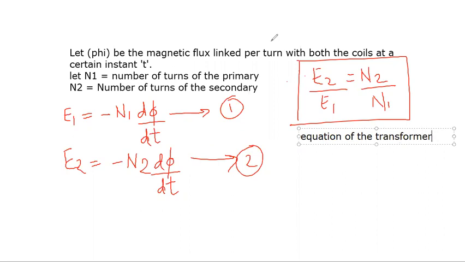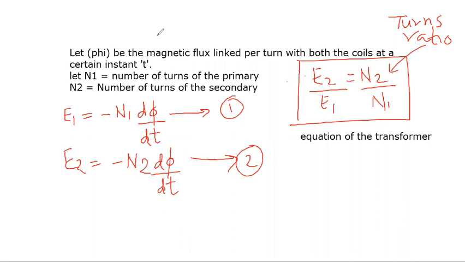So this ratio, this N2 upon N1, is called the turns ratio. It is also called the transformer ratio of the transformer.